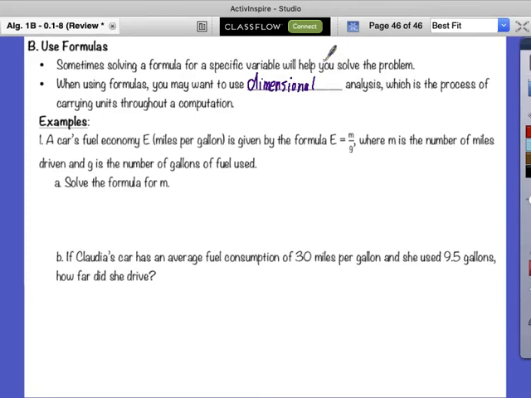It's the process of carrying units through multiplication, okay? So converting from maybe millimeters to inches, or millimeters to meters. We're going to do a couple problems, and they both have an A and a B part here.